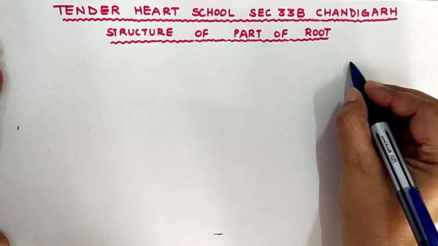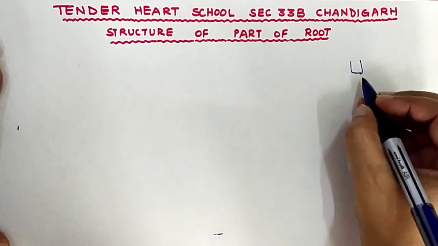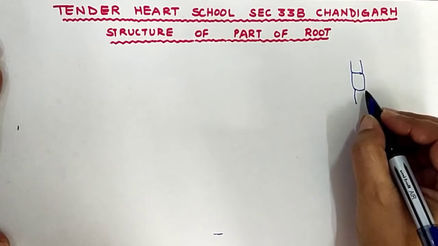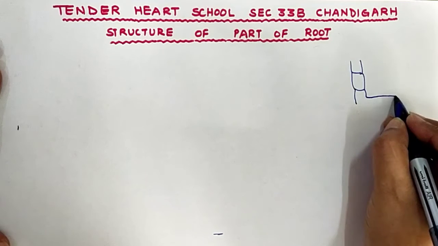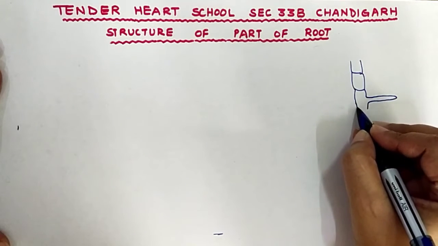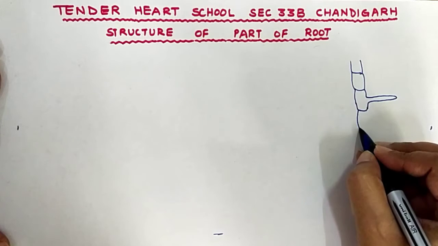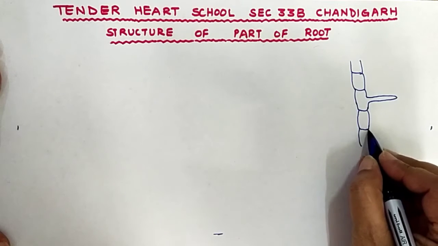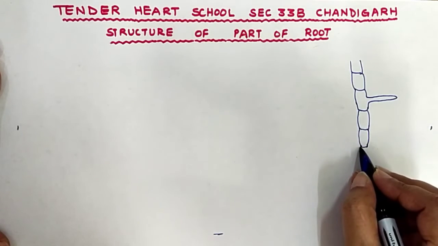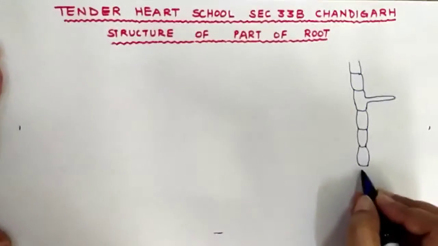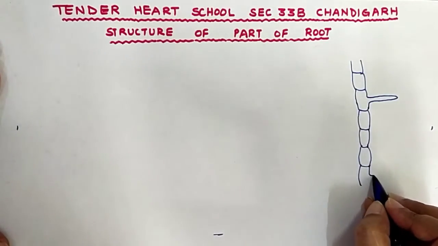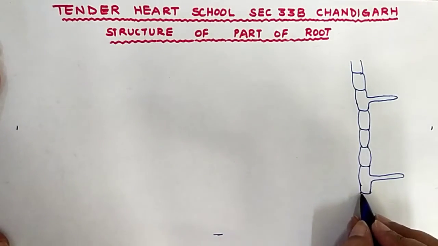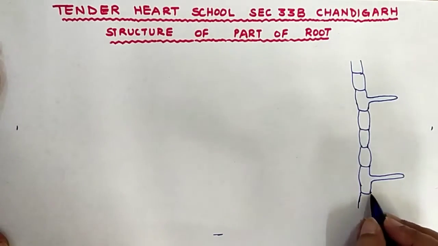The outermost layer is the epidermis, as you all know. So let us draw the epidermal cells. Now some of these epidermal cells have an outgrowth, which is called the root hair. Root hairs are just the extension of epidermal cells, right? So this is your epidermis. Some of the epidermal cells have an outgrowth, which is called the root hair.